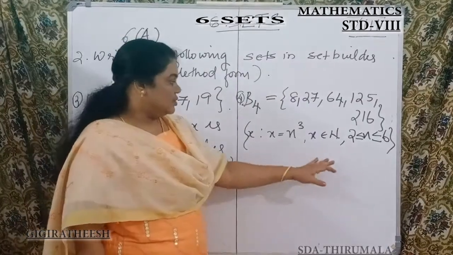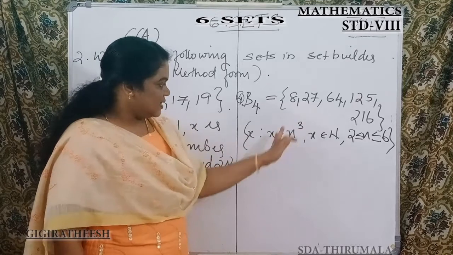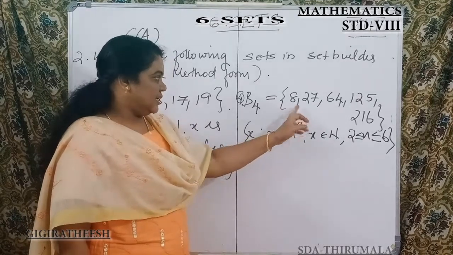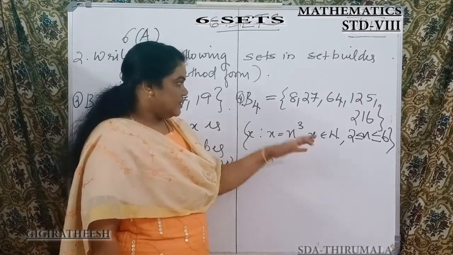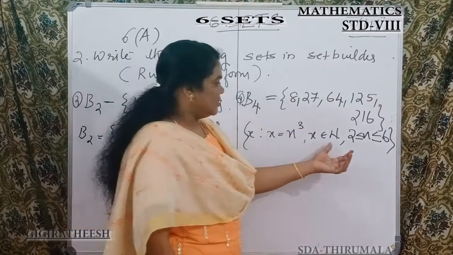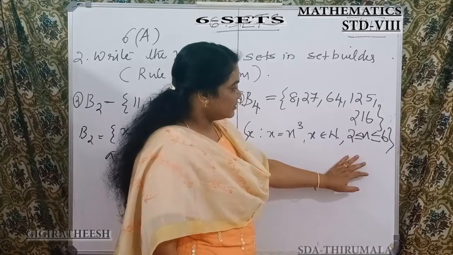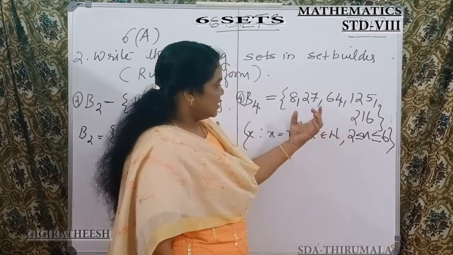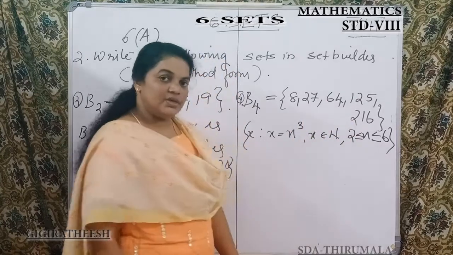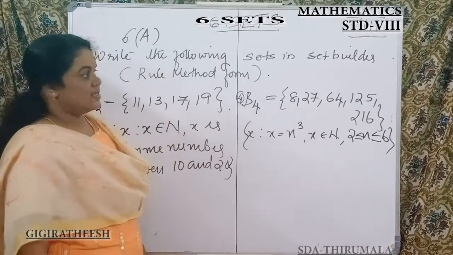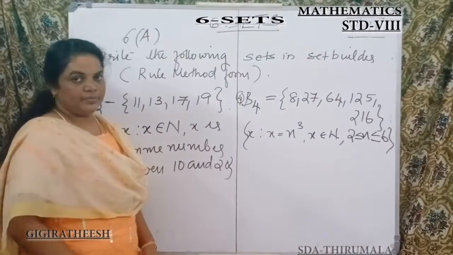This is the rule method. That is, x is the elements, x is equal to n cube, the cubes of numbers, where n is an element of the natural numbers. And one more rule: n is in between 2 and 6, including 2 and 6. This is the set builder form.